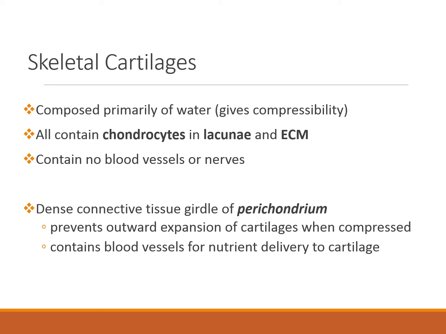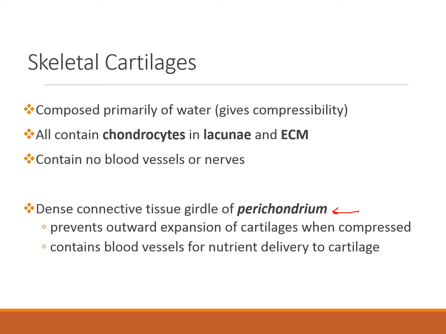There are no blood vessels or nerves in your skeletal cartilages, but these structures are found inside of the dense connective tissue girdle called the perichondrium that surrounds the cartilages. Peri means around, and chondro, there's that chondro again, means cartilage. Your perichondrium prevents the outward expansion of cartilages when they're compressed.